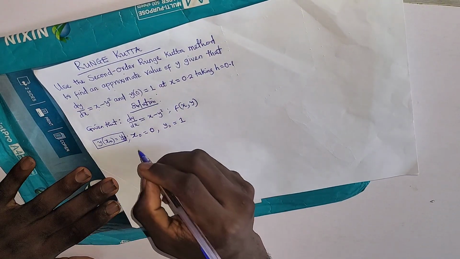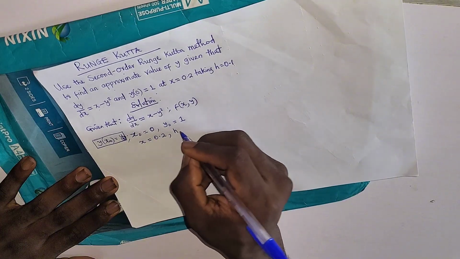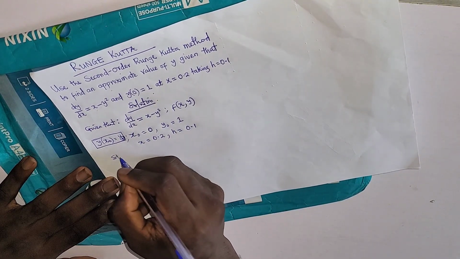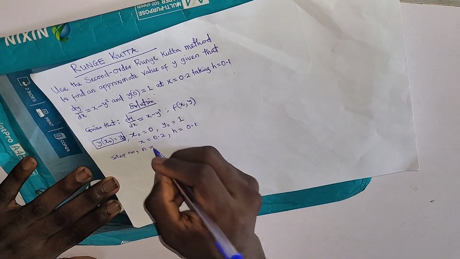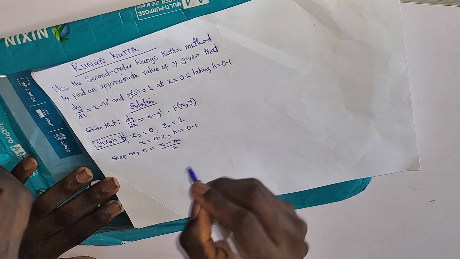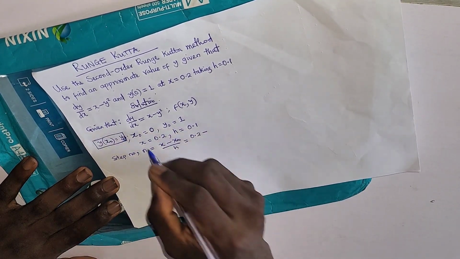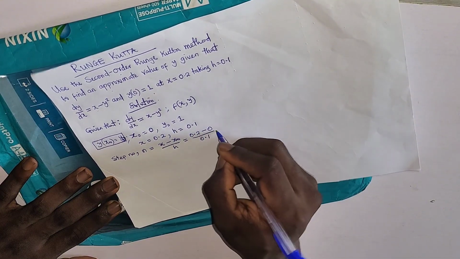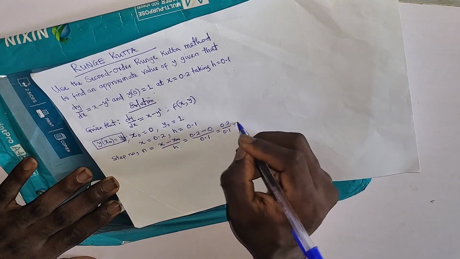So we also know that we have our x to be equal to 0.2, and we have our step size to be 0.1. So we need to find out what? Our step number n, which is equal to x minus x naught over h, if you can remember vividly. So our x is 0.2 minus x naught, which is 0, over h, which is 0.1. So this will give us 0.2 divided by 0.1, which will give us 2.